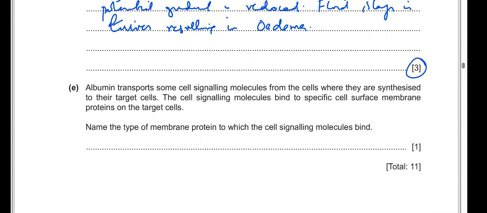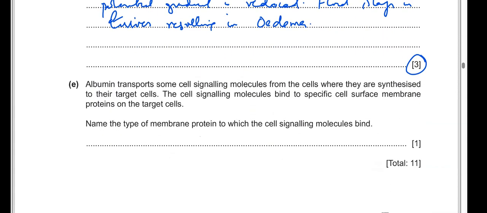Okay, now we have part E of question number 2. Albumin transports some cell signaling molecules from the cells where they are synthesized to their target cells. The cell signaling molecules bind to specific cell surface membrane proteins on the target cells. Name the type of the cell membrane proteins to which the cell signaling molecules bind. So we call them the receptor molecules or the receptor proteins, which receive the cell signaling molecules.